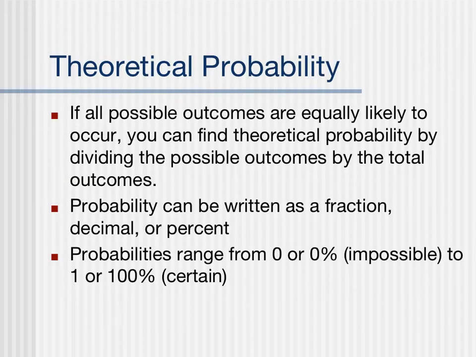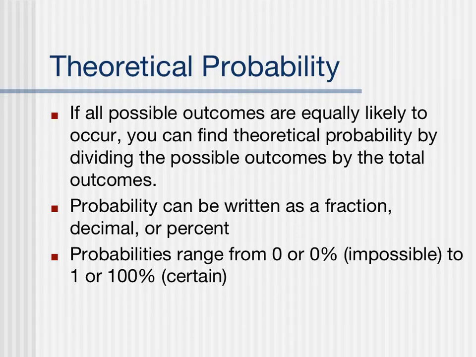So we've got theoretical probability, and that's if all possible outcomes are equally likely to occur, then you can find the theoretical probability by dividing all possible outcomes by the total number of outcomes. So the probability that I'm going to roll a 3 on a standard number cube is going to be, in theory, 1 out of 6. Every 6 times I roll the number cube, I should get a 3 once.